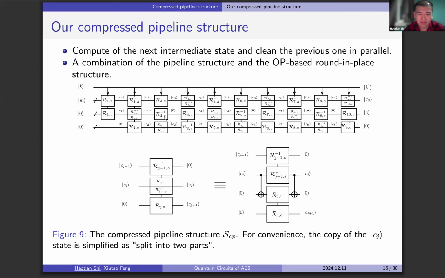To combine the advantages of different structures, we propose a compressed pipeline structure. It works by computing the next intermediate state and cleaning the previous one in parallel, hence the name compressed pipeline structure. It is a combination of the pipeline structure and the out-of-place based round-in-place structure. One can see from the figure that the elimination of C_{j-1} is done in parallel with computing C_{j+1}. So this is done in round depth 1, while in the out-of-place based round-in-place structure, this is done with round depth 2.